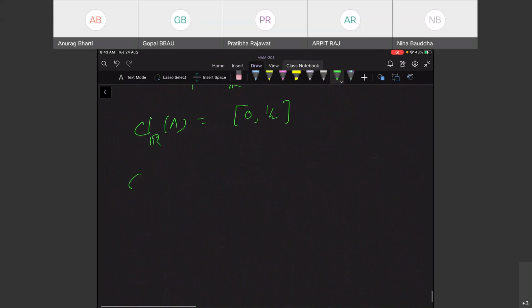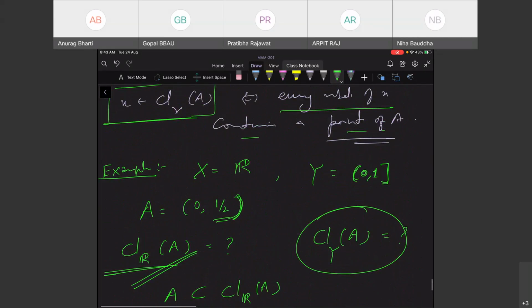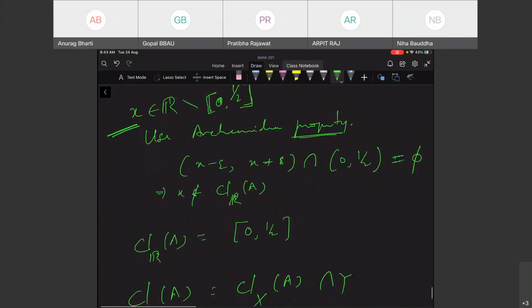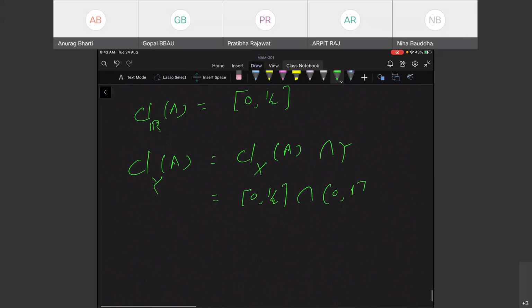Once we know this set, we easily know the other. What is the closure of A in Y? It is the closure of A in X intersected with Y. We know this is [0, half], and Y is the semi-open interval [0, 1). So it will be [0, half] closed. The closure in Y is this set, the closure in R is this set; both are not equal.